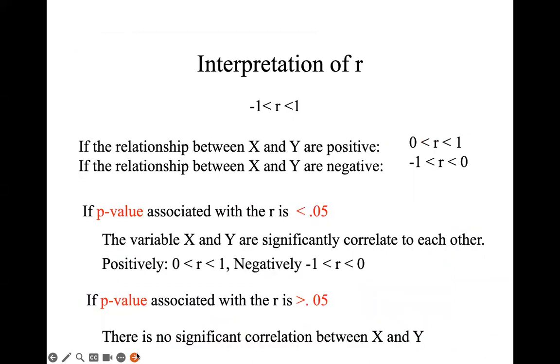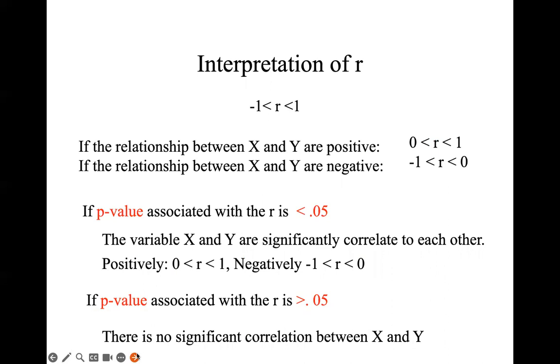Now, how do we interpret R? If the relationship between X and Y is positive, then R should be less than 1 but greater than 0. If the relationship between X and Y is negative, then R should be not greater than 0 and not less than -1. So 1 is the perfect score for positive correlation, and -1 is the perfect score for negative correlation.